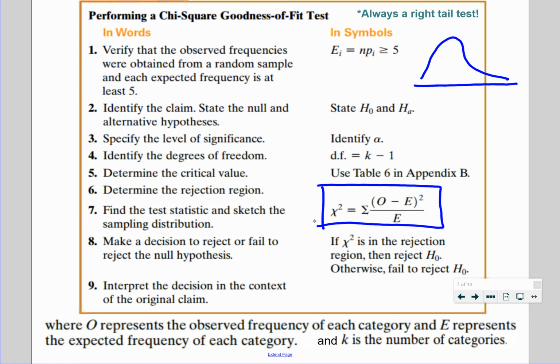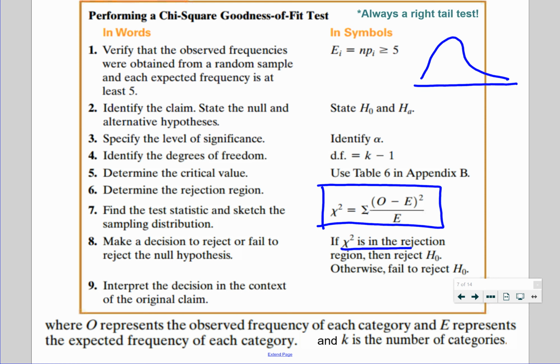So we're going to do O and E, then O minus E, then O minus E squared, then O minus E squared divided by E. And then that last column again, that summation symbol tells me to add all of that up. That's going to be our chi-square value that we're going to compare to our value in our chart. And we're using rejection regions.